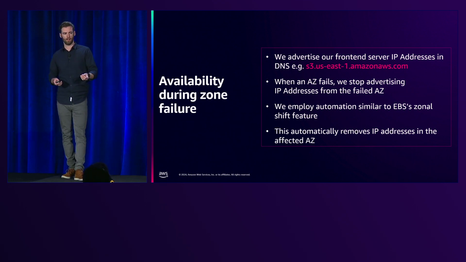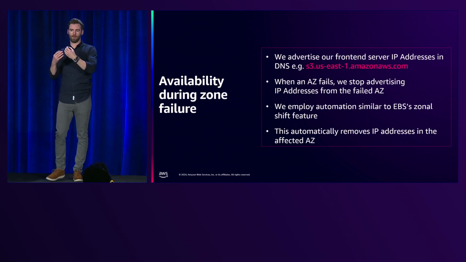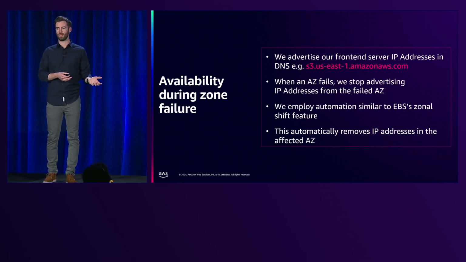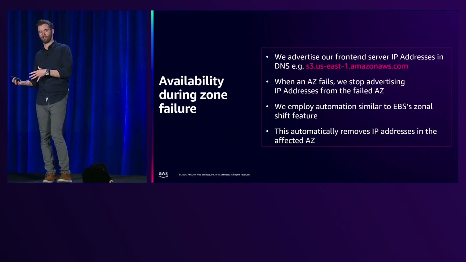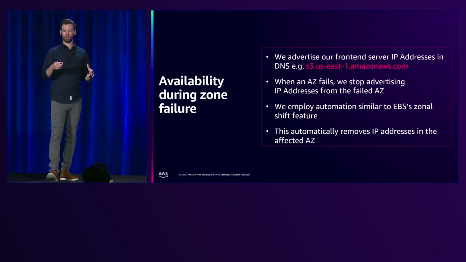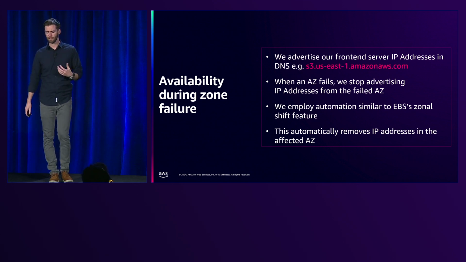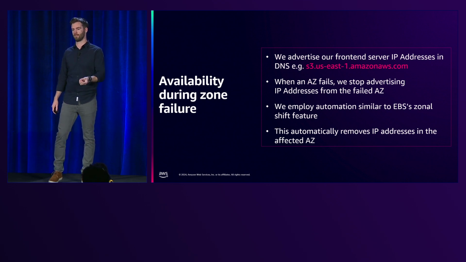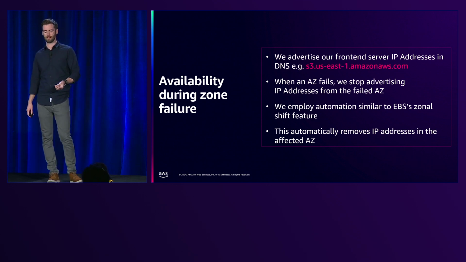When we have an AZ failure, such as a power failure or network failure, whatever it might be, we quickly detect that and remove those IP addresses from DNS. And so when you are resolving the endpoint, you're receiving IP addresses only for servers that are healthy. This happens very, very quickly, and that's why it's super important to honor DNS TTLs, or time to live, for records that are returned from DNS.